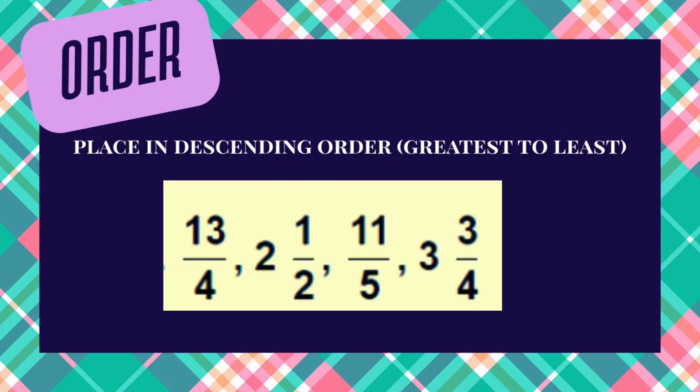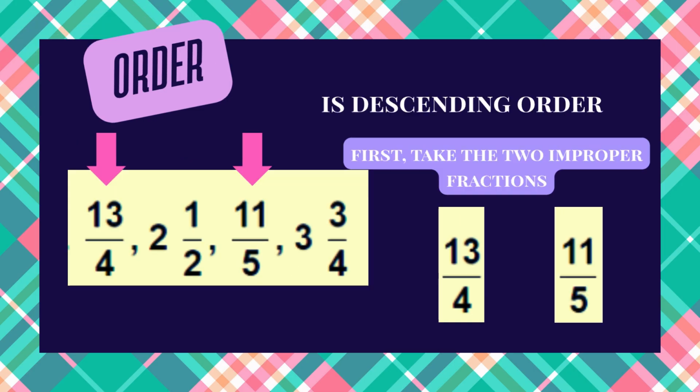Now let's tackle a more challenging problem, where you need to place numbers in descending order, which means arranging them from greatest to least. You're given 4 numbers: 13 over 4, 2 1/2, 11 over 5, and 3 3/4. The first thing you should notice is that 2 of these numbers are improper fractions, while 2 are already mixed numbers. Before you can compare all the numbers fairly, you need to convert those improper fractions into mixed numbers.